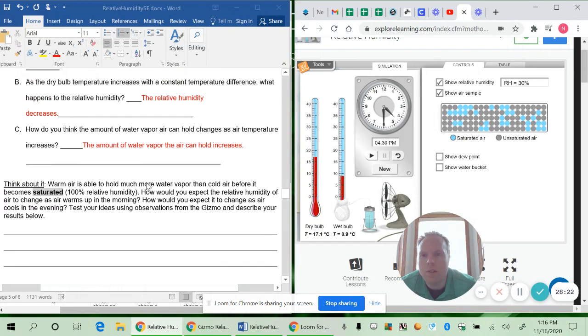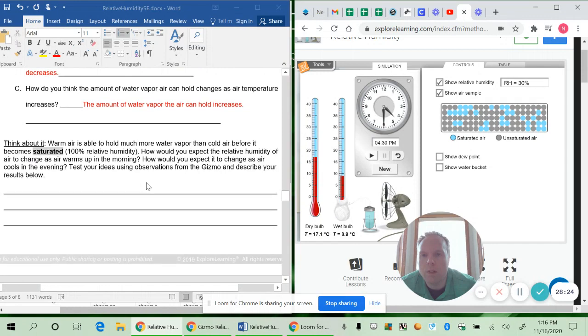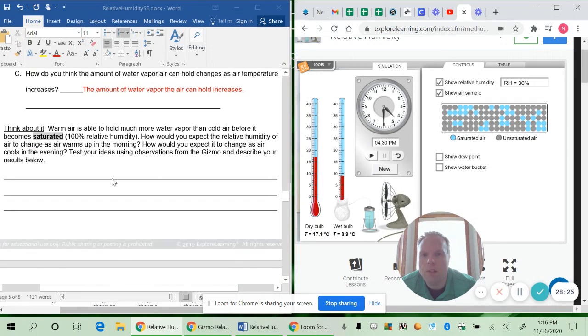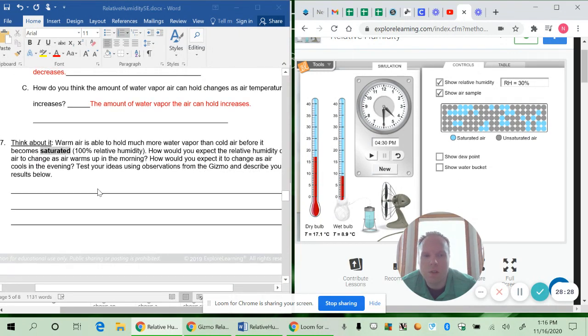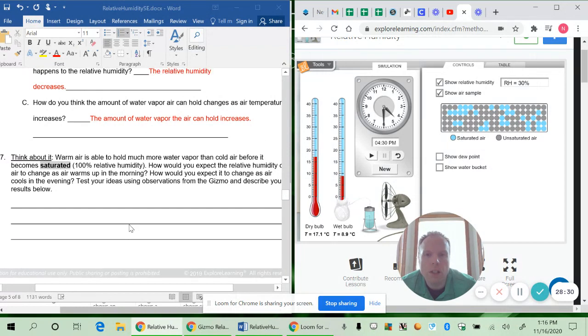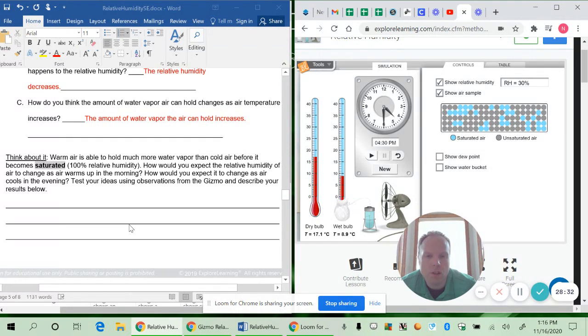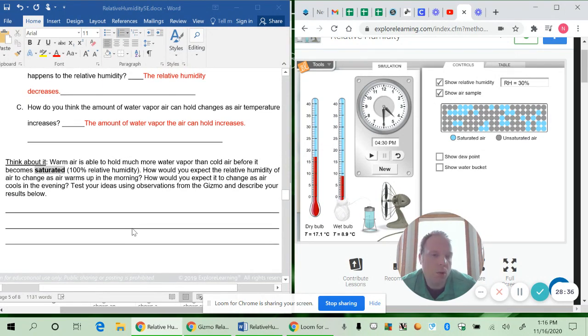So I want you guys to use everything you learned in this lab, what you recorded in the data tables, and what you've experienced in the simulation to answer this question. So we are going to be going through this lab in our connections this week. So please don't feel overwhelmed. Come to our connection and we'll work through this together if you're having trouble.